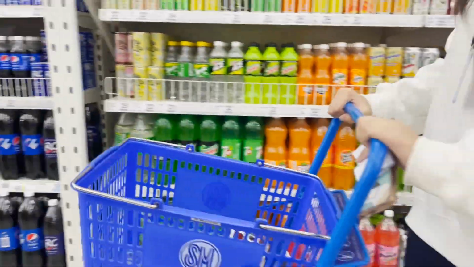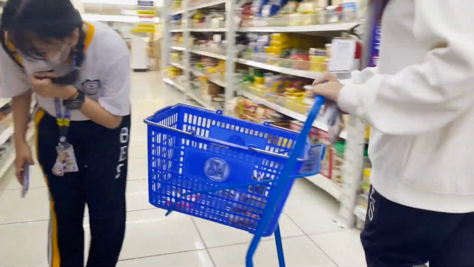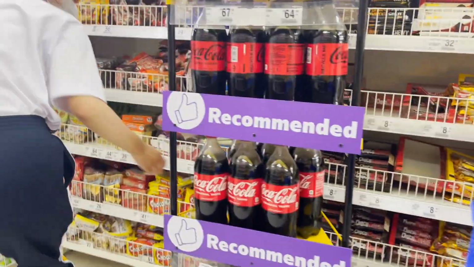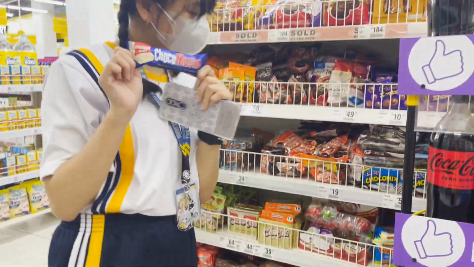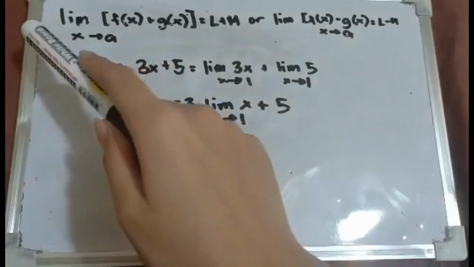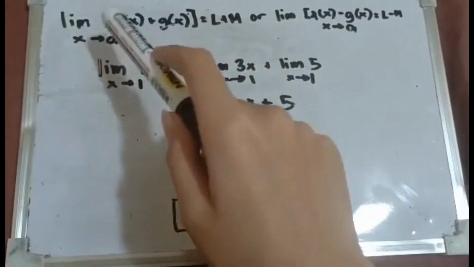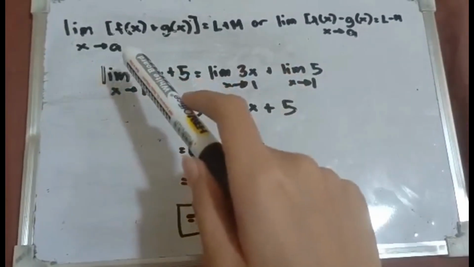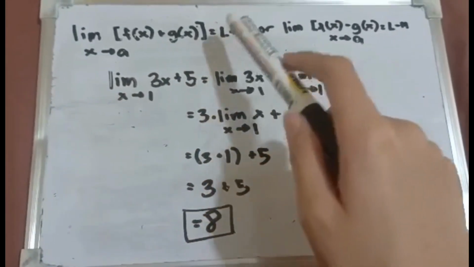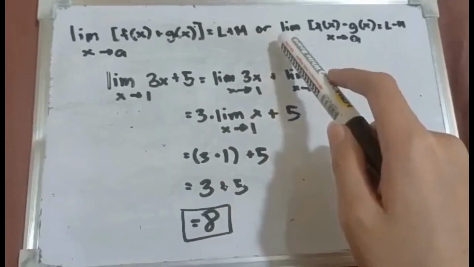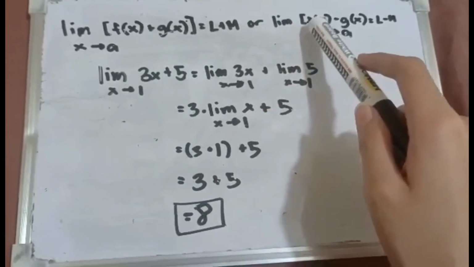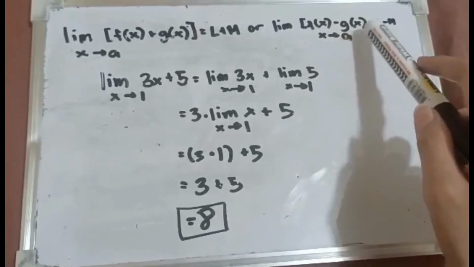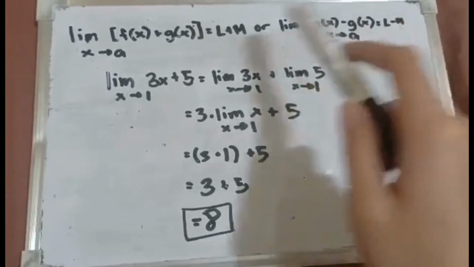So for our fourth item in theorem 4, we bought this Choco Mucho that costed us 8 pesos since our limit is equal to 8. And this is our example. We can use limit of quantity of f of x plus g of x as x approaches a is equal to L plus M, or limit of quantity of f of x minus g of x as x approaches a is equal to L minus M.